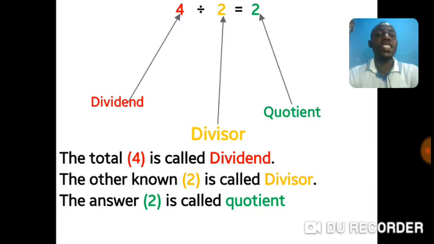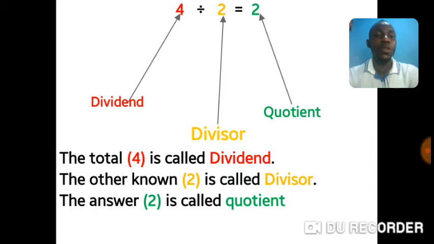And then the answer, which is 2, is called the quotient. That is the answer, called quotient. Let's quickly run through it again. We have 4 divided by 2, that gives us 2. That is the first number being the total. 4 is called the dividend.